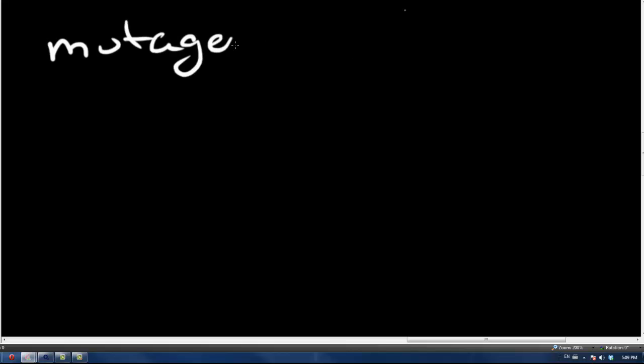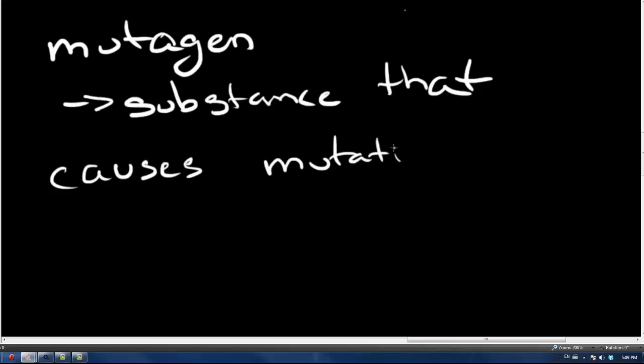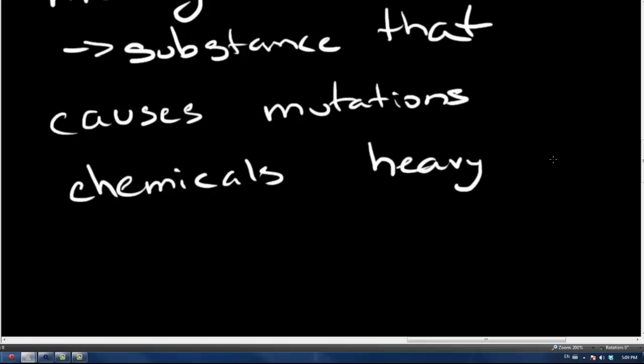Mutagen. And what a mutagen is, this is a substance that causes mutations. And so these are substances, sometimes they are just household items. Certain poisons or just certain household items can cause mutations, but these are generally chemicals such as heavy metals and radiation.